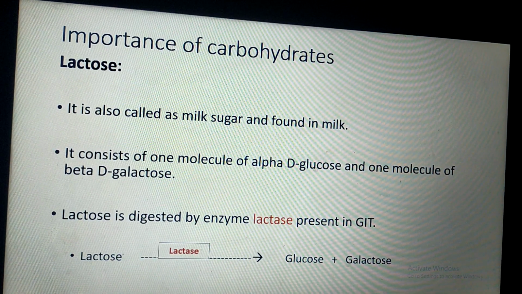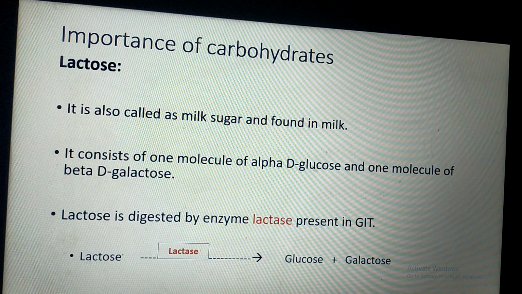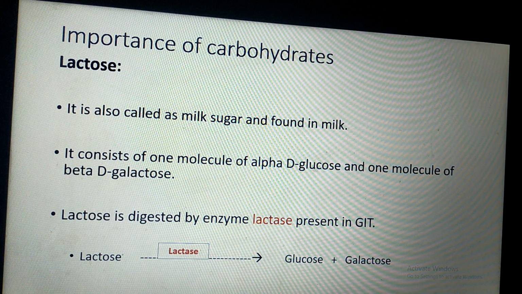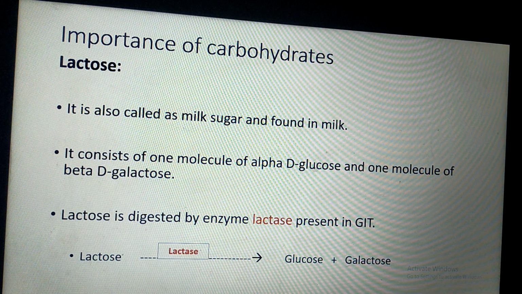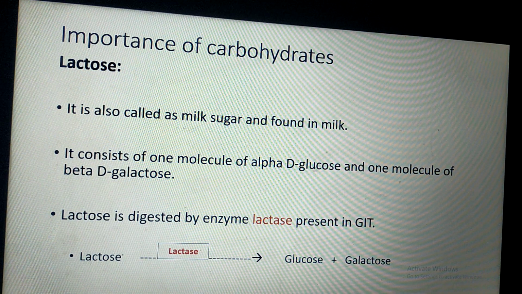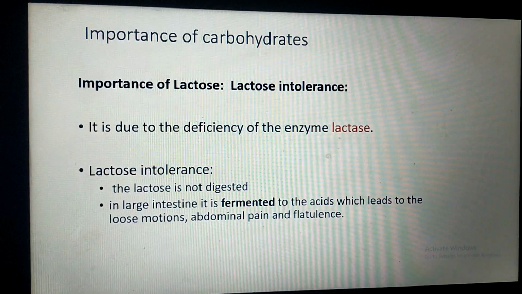Next carbohydrate is lactose. It is called as milk sugar because it is found in milk. It consists of one molecule of alpha D glucose and one molecule of beta D galactose. Lactose is digested by the enzyme lactase, which is also present in gastrointestinal epithelial cells. This lactase acts on lactose and breaks it down into glucose and galactose. This glucose and galactose are later on absorbed in the blood. Lactose intolerance.